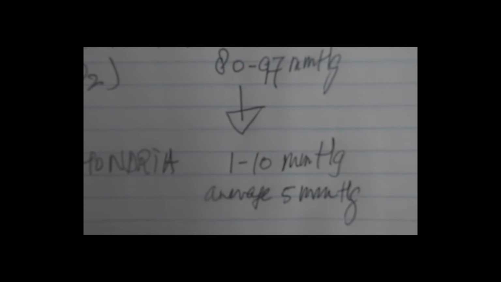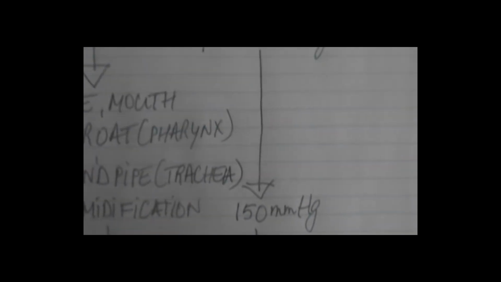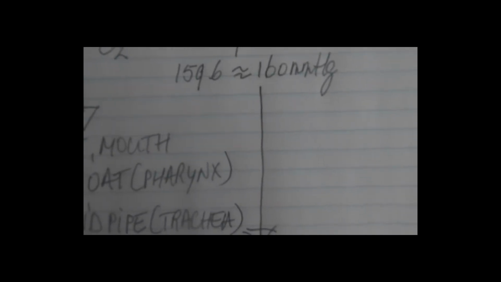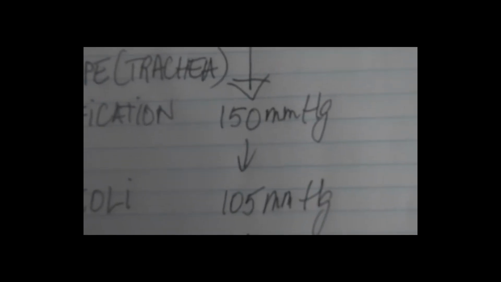And at the mitochondrion, if you read the textbooks, we come to an oxygen pressure anywhere between 1 and 10, so an average of about 5. So we started with 160 and then we end up with 5, and that's called the oxygen cascade. So let me go back. We start at 160-ish, in the windpipe 150, then the alveoli 105, arterial blood 80 to 97, and eventually that oxygen is pressed through the interstitial fluids, intracellularly, and then from the intracellular plasma into the mitochondrion.